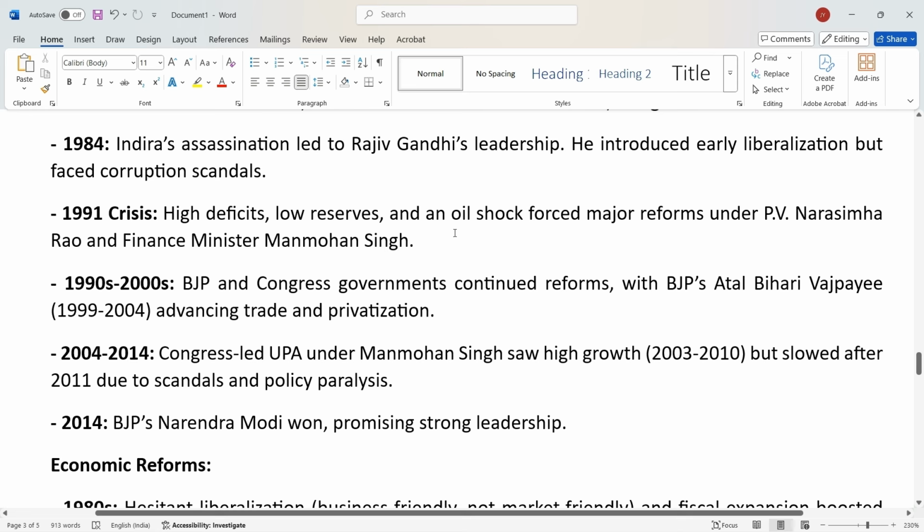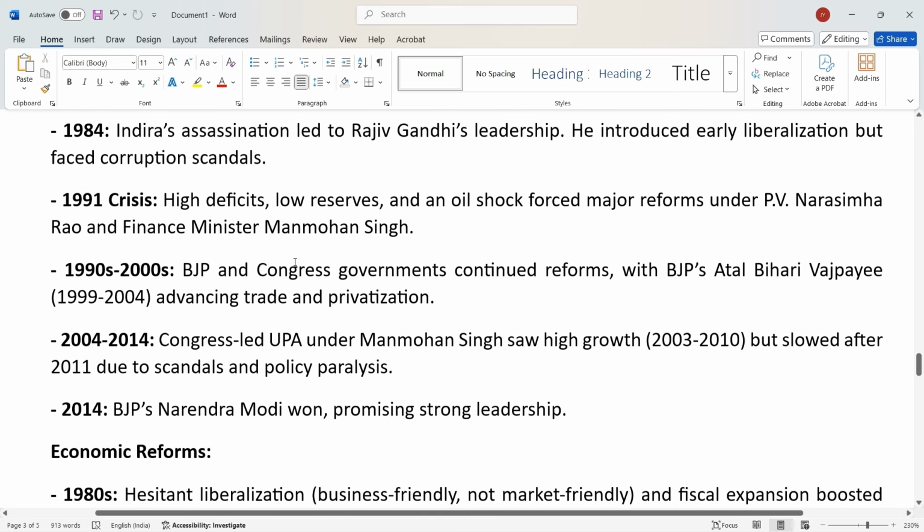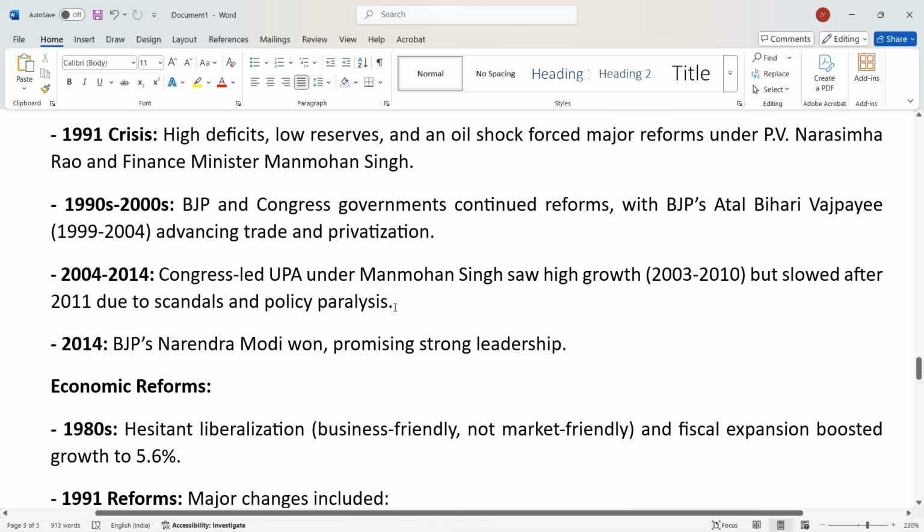Other challenges like oil shocks were also going on, and then the finance minister Manmohan Singh, under PV Narasimha Rao, brought the 1991 reforms. At that time, the BJP and Congress governments also continued the reforms, with BJP's Atal Bihari Vajpayee ji, which led to privatization in the economy, and globalization also happened.